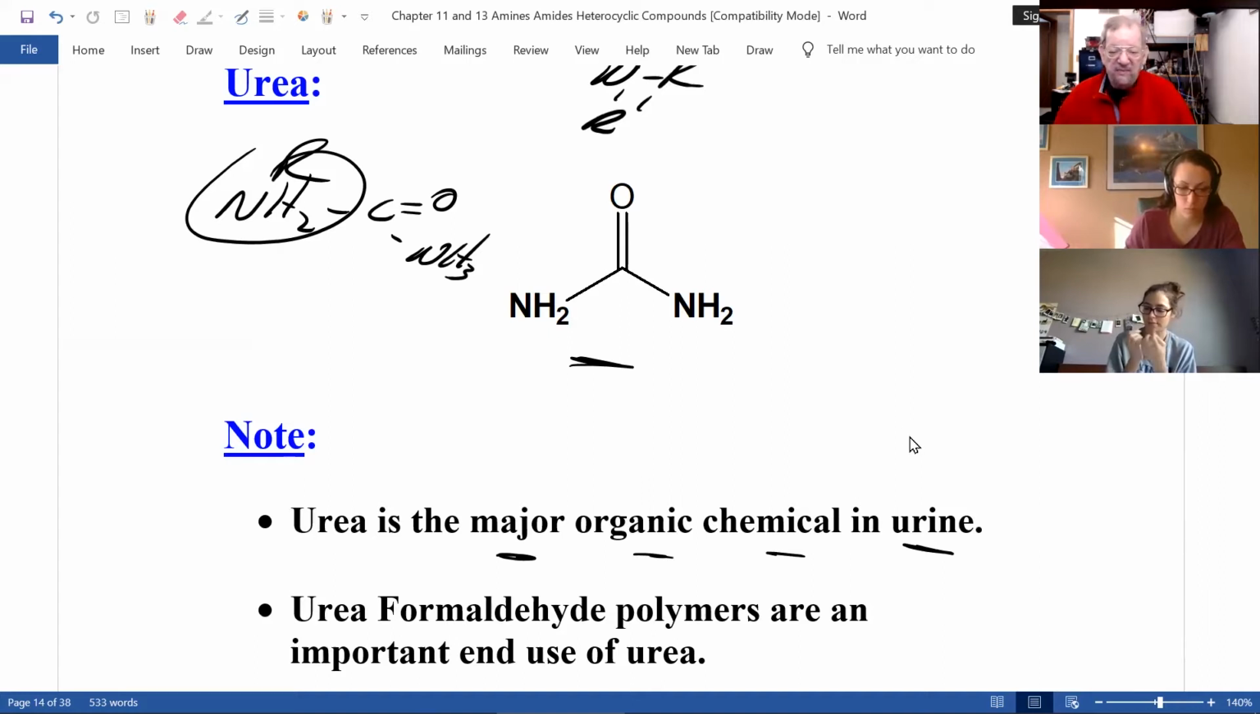And it's a very important industrial chemical because it's used to make various polymers such as urea formaldehyde. And I worked for a company and I actually designed polymers using this. One of my more, how should I say, unpleasant memories with urea: if you work in the chemical industry, they have something called a super sack.